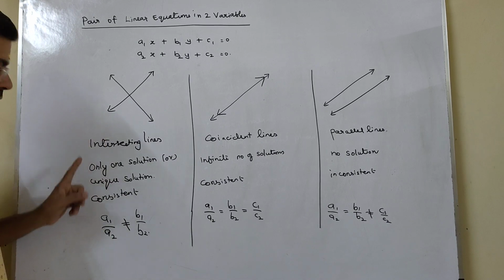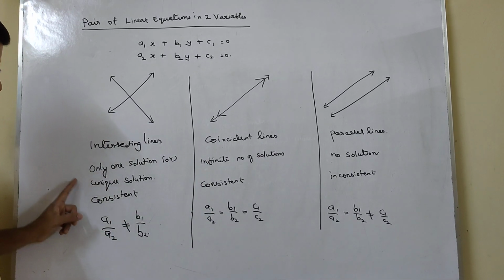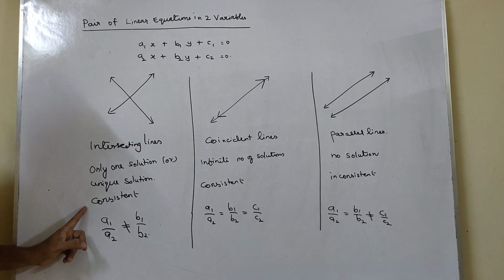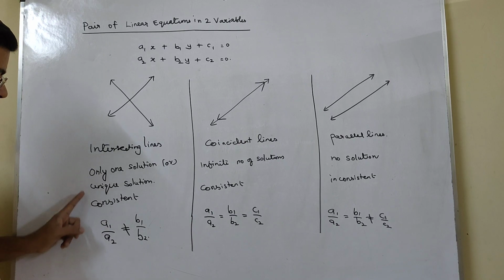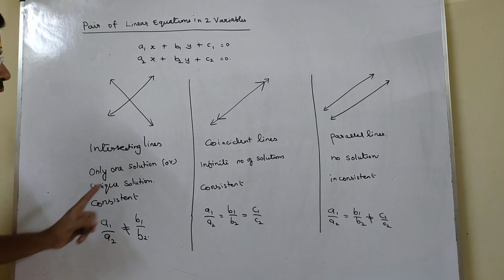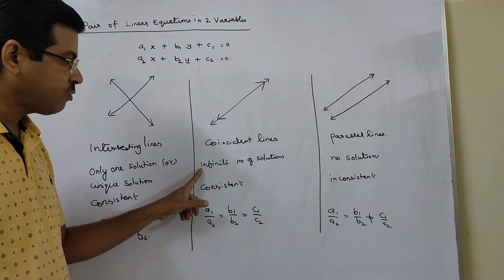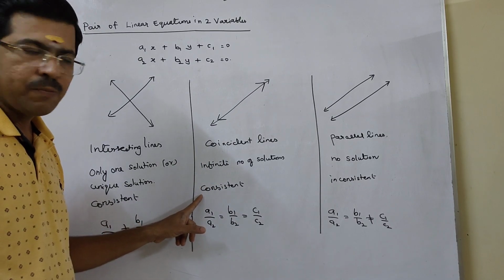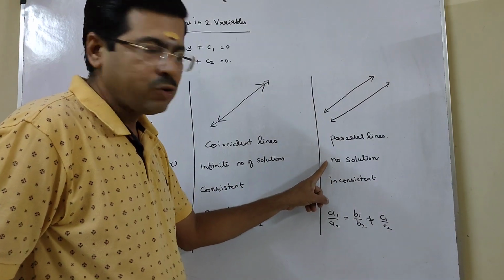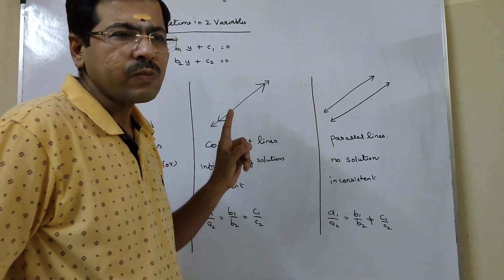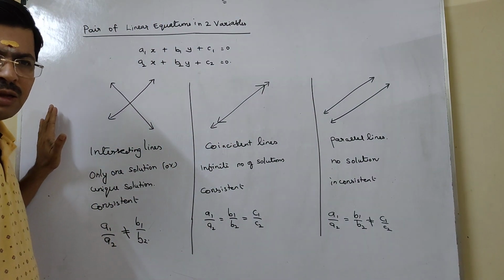For the first two types, the given lines have unique solution and infinite solutions. Whenever they have the solution, we call them as consistent. So intersecting lines, unique solution, and they are consistent. For the second one, coincident lines, infinite number of solutions, they are consistent. Here it is parallel, there is no solution, so it is inconsistent. All these can be found out by drawing the graph.